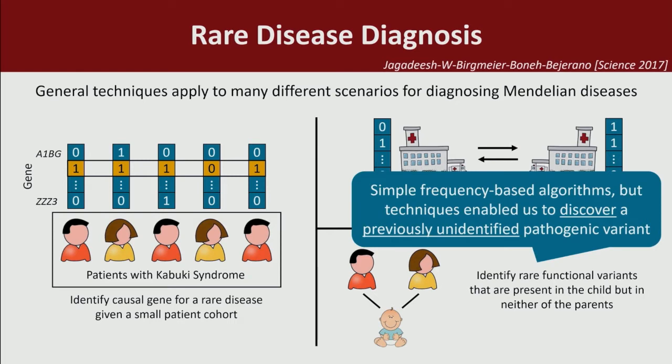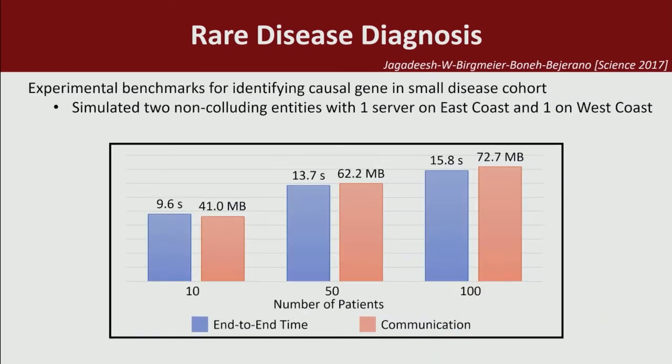Let me just briefly say a few words about the efficiency of our protocol. To simulate these two non-colluding cloud entities, we basically set up one server on the East Coast and one server on the West Coast of the US, and we measured the amount of time and computation needed to run one of these protocols for identifying the causal gene across a small disease cohort. What you can see is for a modest number of patients, somewhere between 10 and 100, our protocol is quite efficient. Namely, the end-to-end protocol execution time is under 20 seconds, and only a modest amount of communication is needed, on the order of tens of megabytes.